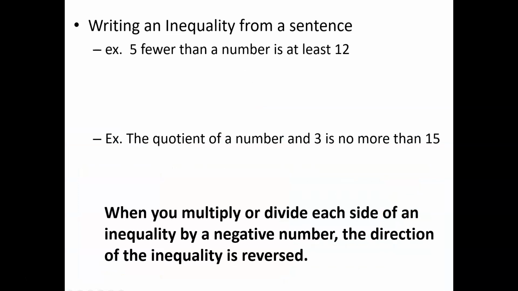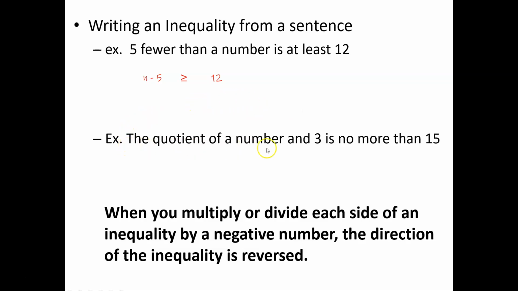Okay, now writing an inequality from a sentence. So 5 fewer than a number is at least 12. So we know that 5 fewer than a number is n minus 5. And it's 12. And then we have to figure out this at least portion. If I say you have to spend at least 20 minutes reading a book tonight, I don't mean you can spend 19 minutes. I mean you can spend 20 minutes. You could also spend 30 minutes. So it's going to be greater than or equal to.